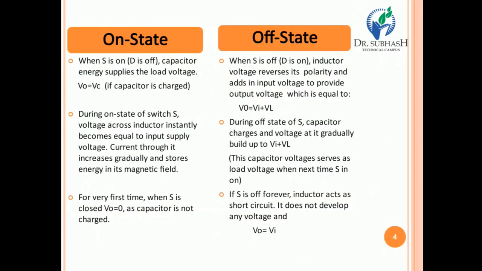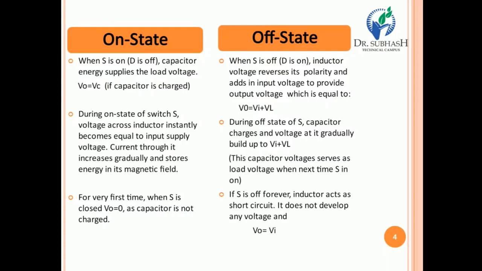Now figure 2 is our on state and figure 3 is our off state, right? In the on state, when S is on, the switch is in the turn on condition while the diode is in the turn off condition, so the capacitor energy supplies the load voltage. So we get the output voltage equal to VC, where VC means the capacitor charging voltage. So the output voltage equals VC, right?